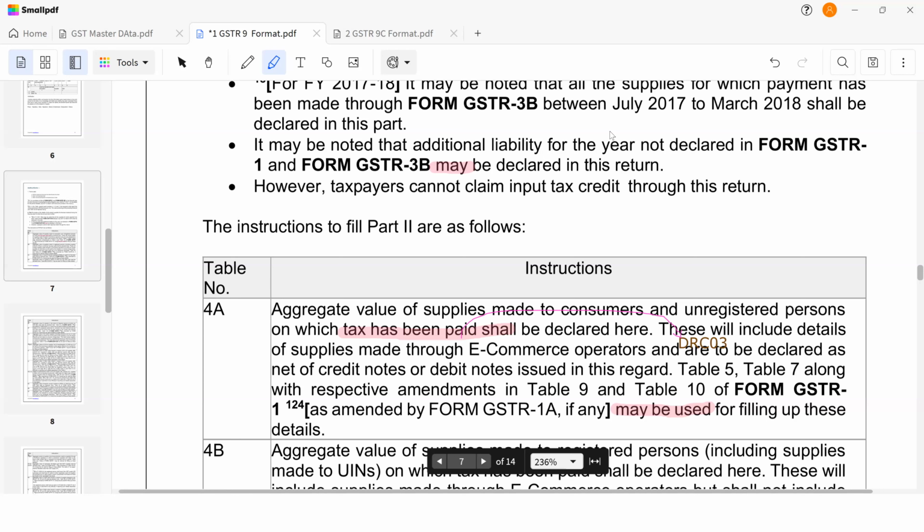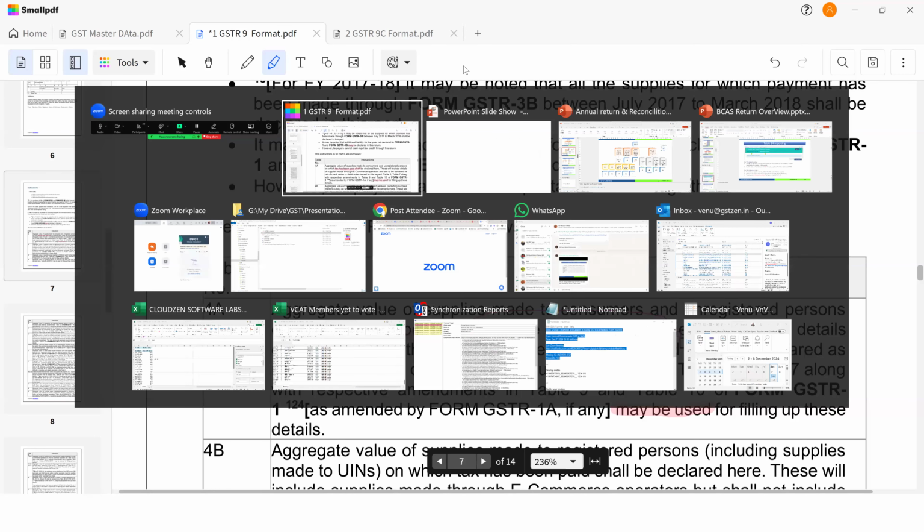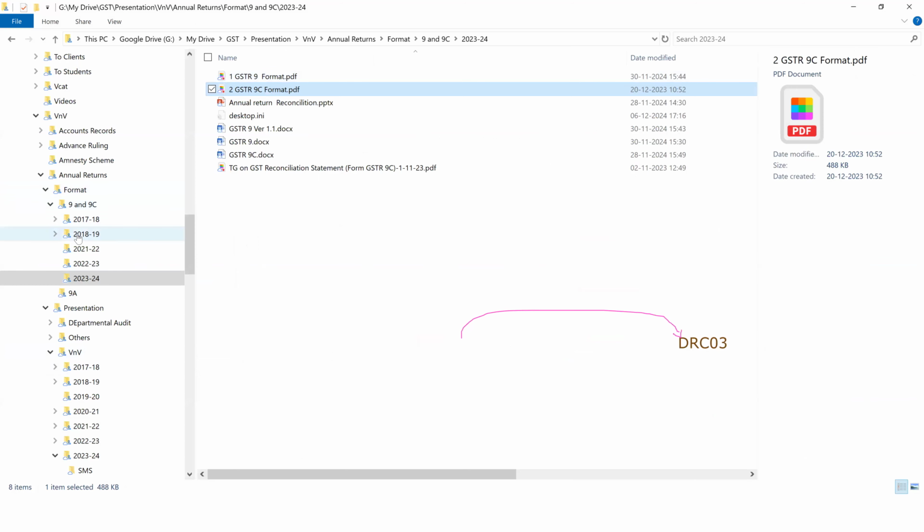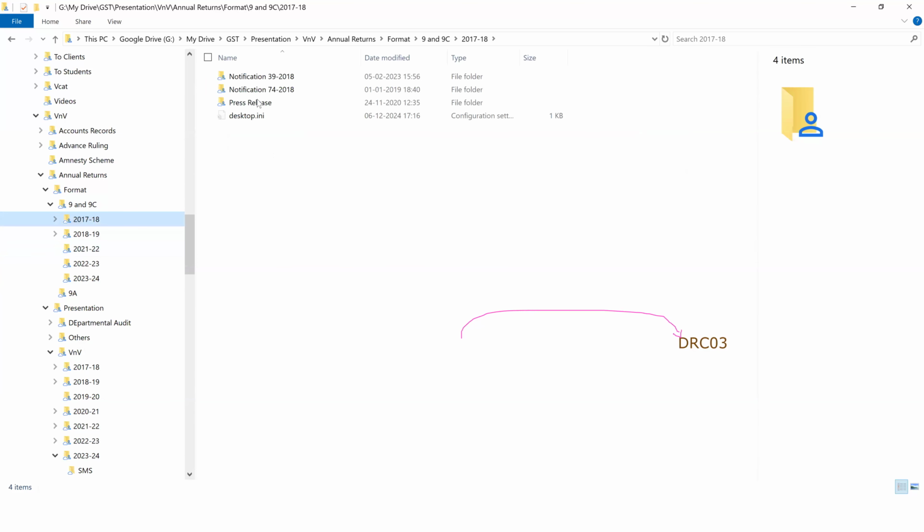Sir, can I add one more line? If I read the CBIC press release dated 4th June 2019, they were highlighting one point. Shall I read that line? For the benefit of all the professionals, I am putting it in the chat also. This is the 4th June 2019 press release.